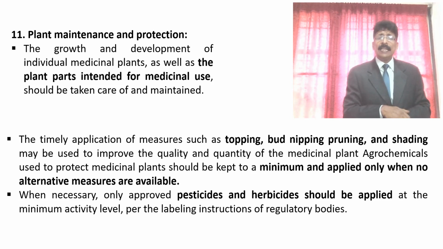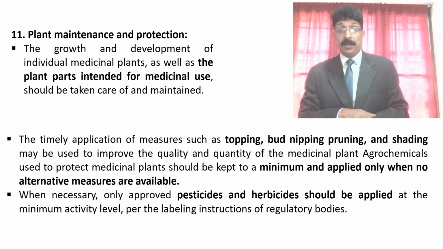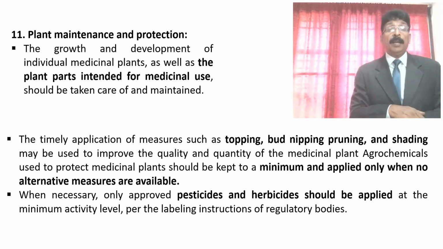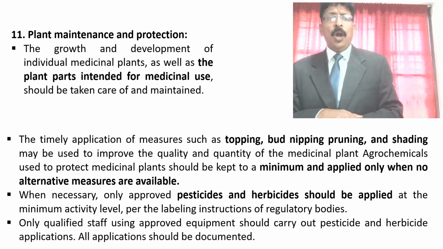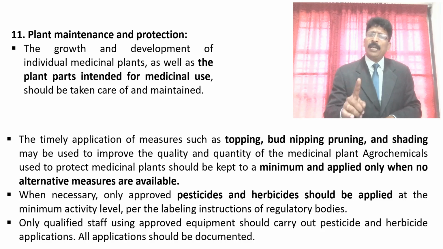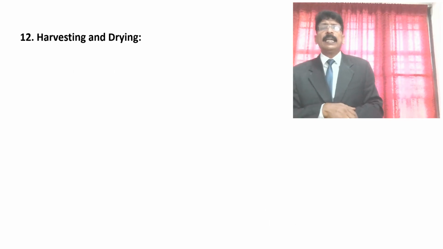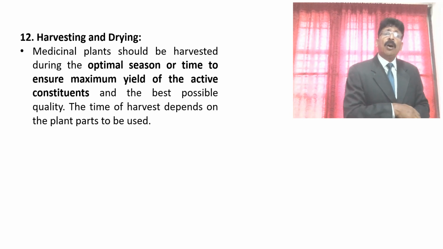When necessary, only approved pesticides and herbicides should be applied when you are cultivating medicinal plants in good agriculture practice, at the minimum activity level, as per the labeling instructions of the regulatory bodies. Only qualified staff with approved equipment should carry out the pesticide application, and all applications should be documented.